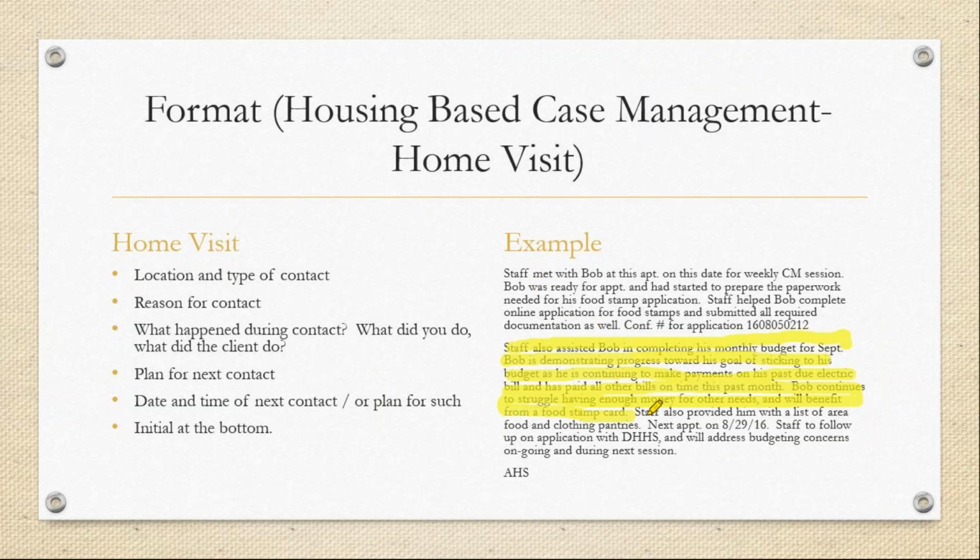Other things we did: staff also provided him with a list of area food and clothing pantries. Obviously, he's having a hard time budgeting, so that would just be a good thing to do for Bob. Next, plan for next contact: next appointment on this date, so the date and time of the contact and the plan. Staff to follow up with the application to DHS, and will address budgeting concerns ongoing during the next session.